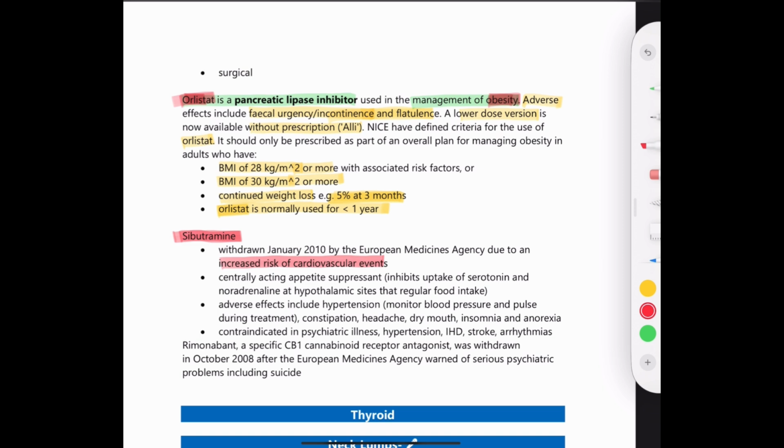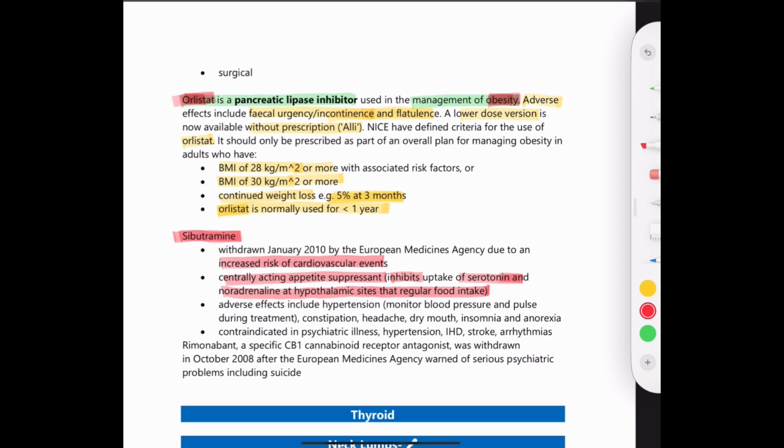Sibutramine is a centrally acting appetite suppressant that inhibits uptake of serotonin and noradrenaline at hypothalamic sites that regulate food intake.